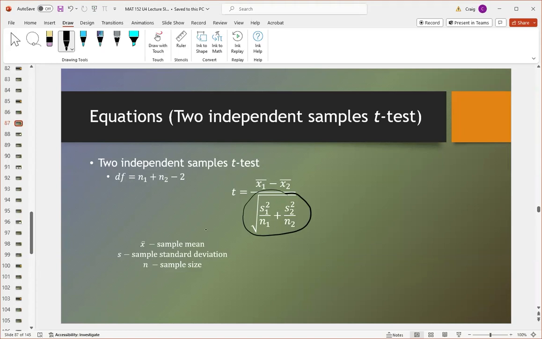We just have to account for both of our samples. This is the standard deviation from the first sample, sample size from the first sample, standard deviation from the second, sample size from the second. And to find our degrees of freedom, it is just the sum of the two independent samples minus 2, or n minus 1 for both samples. And that will give you your degrees of freedom. For two independent samples, it's easier just to think about it as the total minus 2.